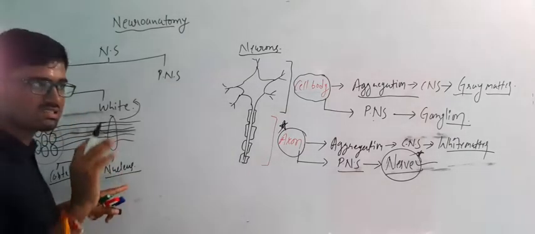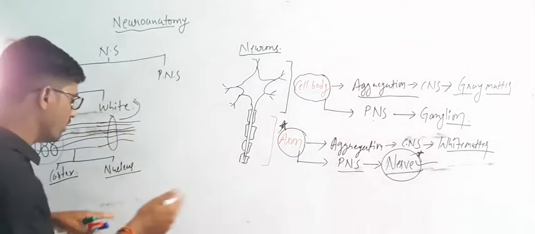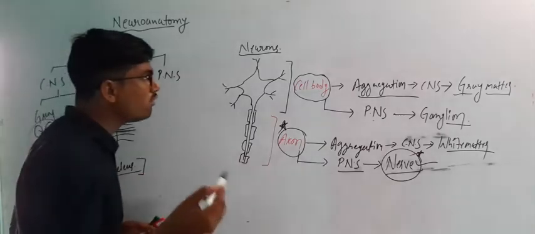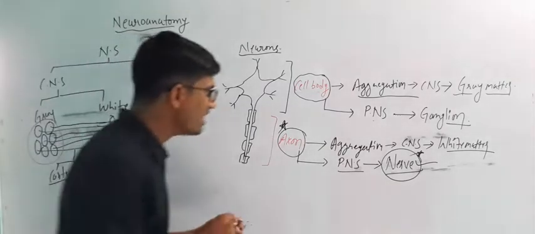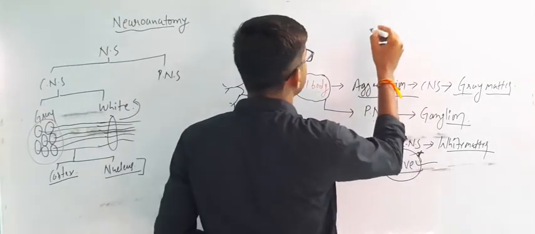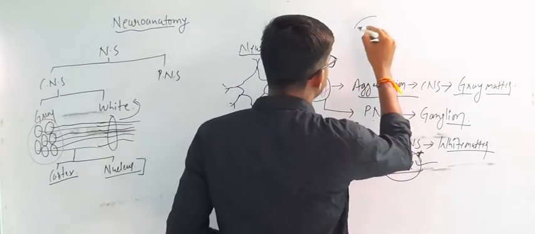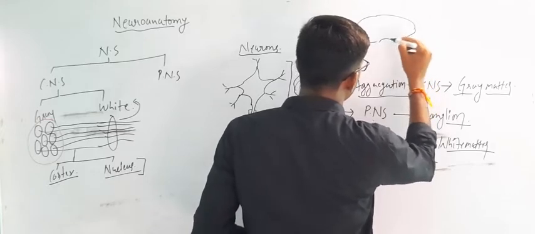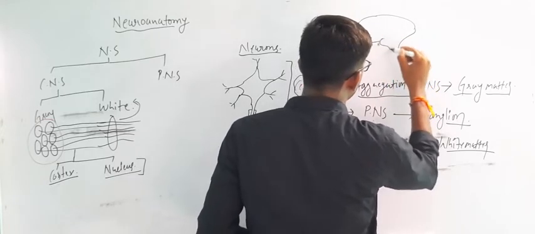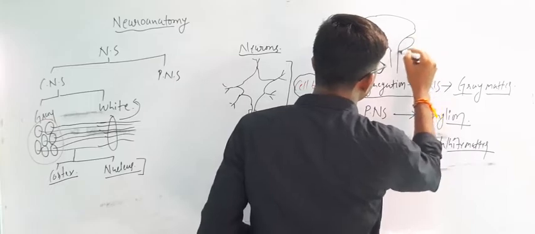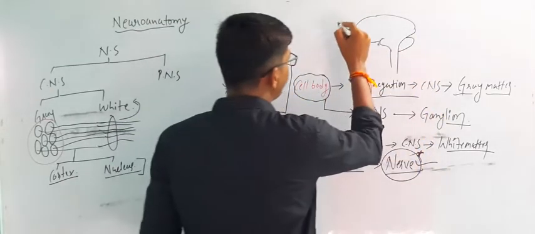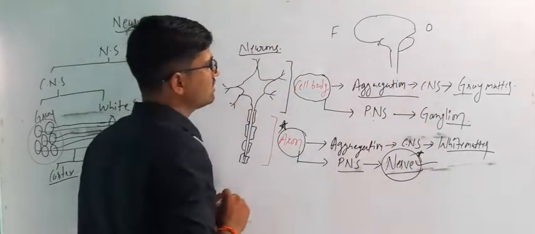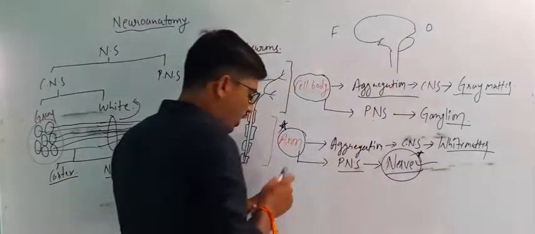That is not the nucleus which is present in the cell. No, not that. It is different. Cortex and the nucleus. Now tell me, what is the cortex? Here is your brain. This is the frontal, and here is the occipital. So, right? This is your brain.